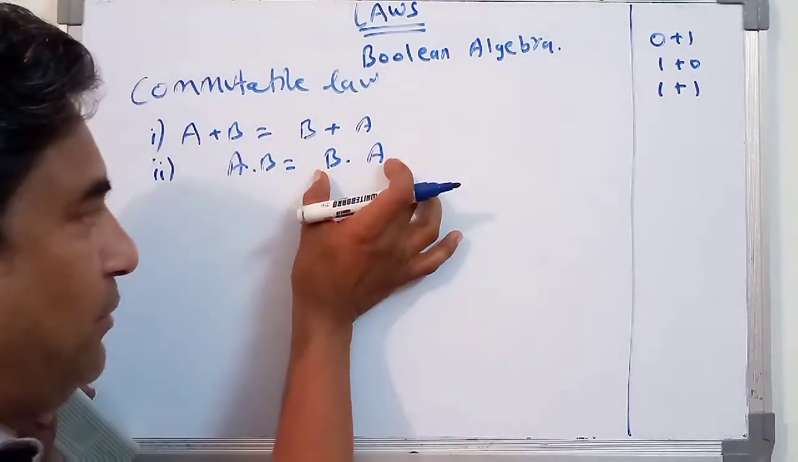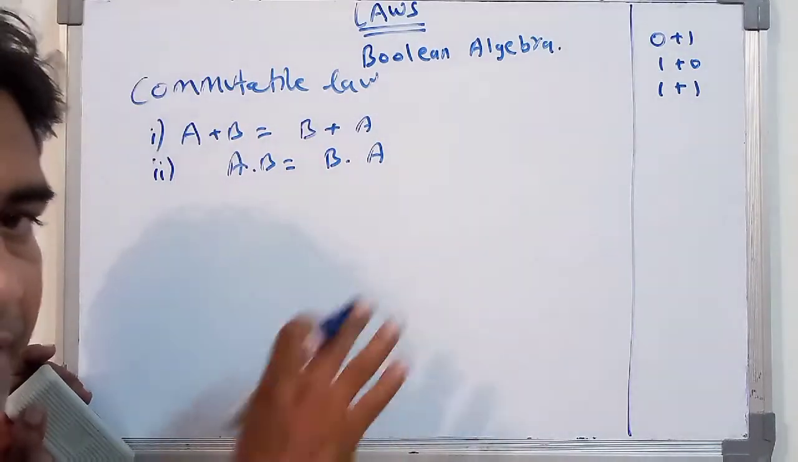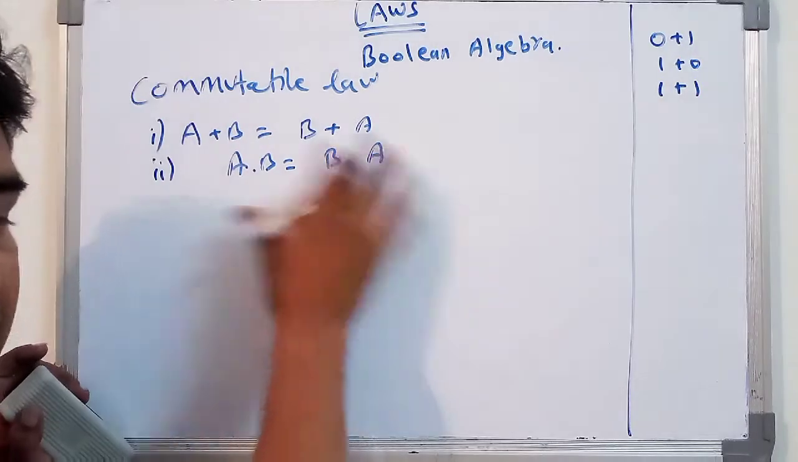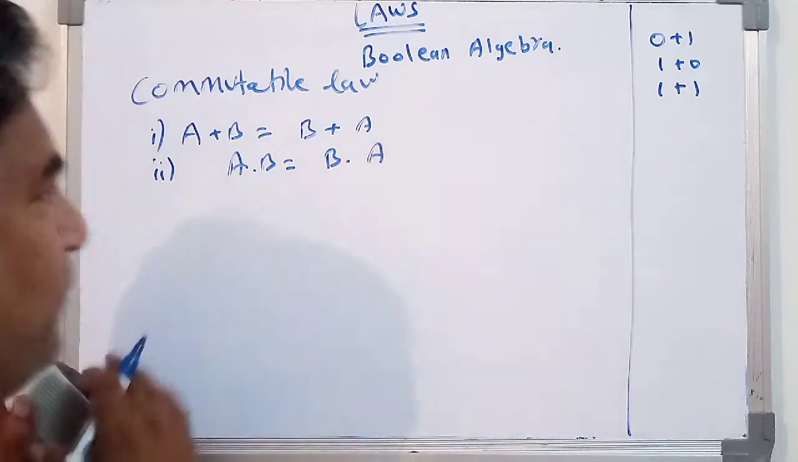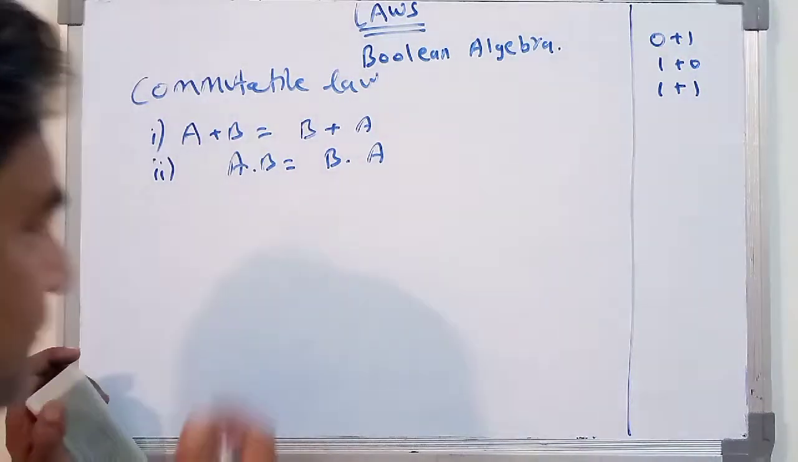Whatever the variables may be, AB or CD or DE, you will get the replica of that value. The second becomes the first and the first becomes the second. This is the commutative law. Then the associative law.